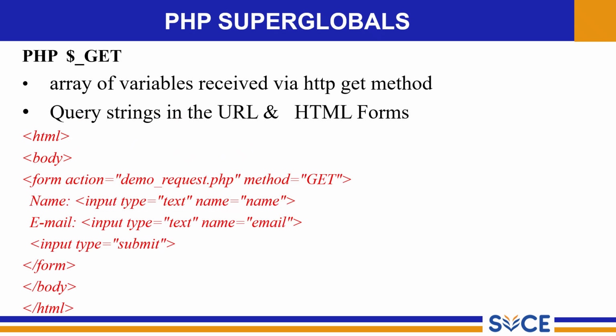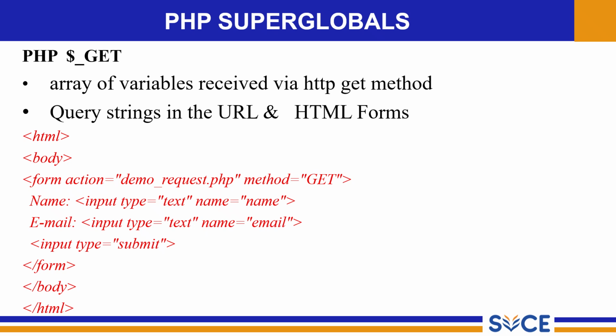Then we will see about the GET global variable. In PHP, $_GET is a super global associative array that is used to collect data sent to the current script through the URL query string or an HTML form. There are two main ways to send variables through the HTTP GET method. The first one is query strings in the URL and the second method is through HTML forms. A query string consists of data appended to the end of a URL.